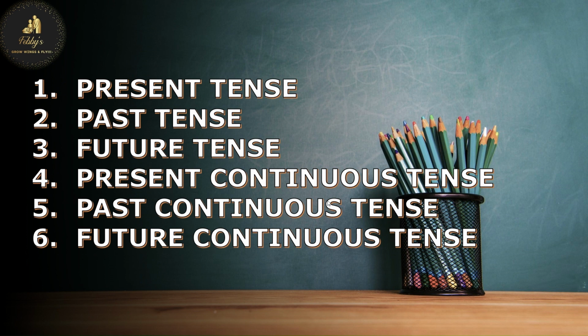The 6 tenses are present tense, also called simple present tense. Past tense, which is also called simple past tense. Future tense. Present continuous tense, also called present progressive tense. Past continuous tense, known as past progressive tense as well. And future continuous tense, known as future progressive tense as well.